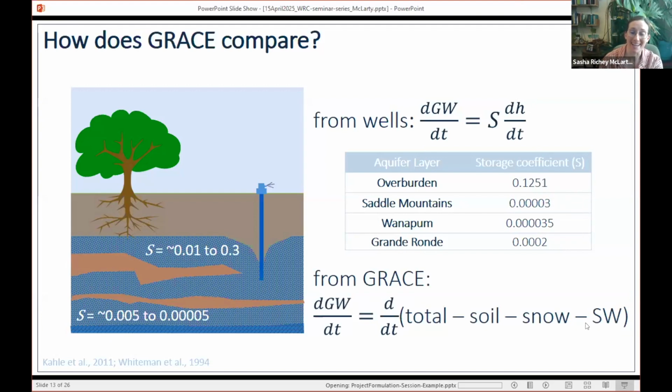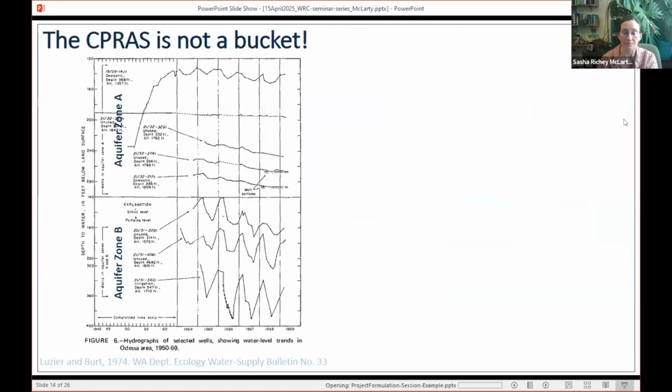So simply, in words, the storage change from GRACE, remember, this is that groundwater bucket. It's just the total changes that are being observed after you subtract out all the other stuff, the other stuff being your soil moisture, snow, and surface water. And so what we want to compare directly is this GRACE-derived groundwater bucket to the groundwater storage changes as a function of changes in the water level in observation wells.